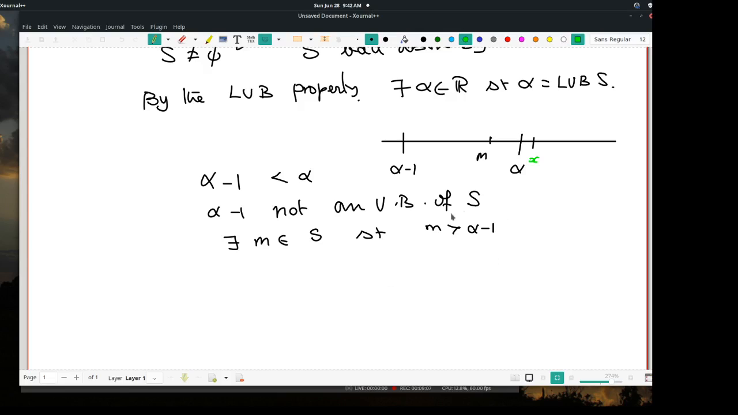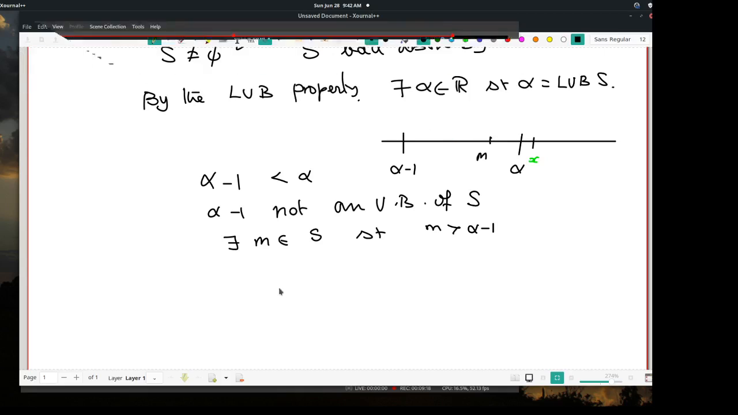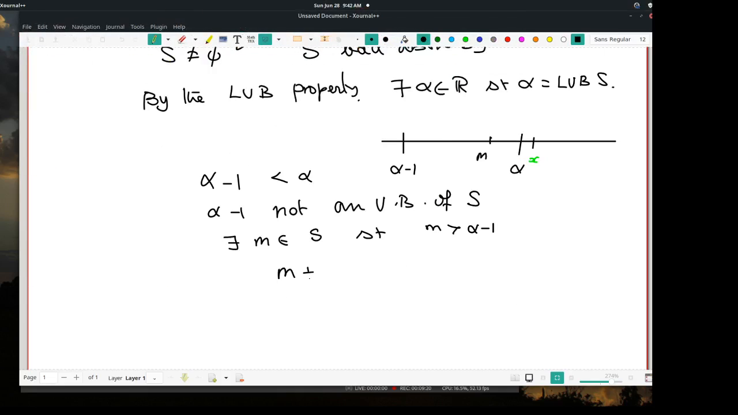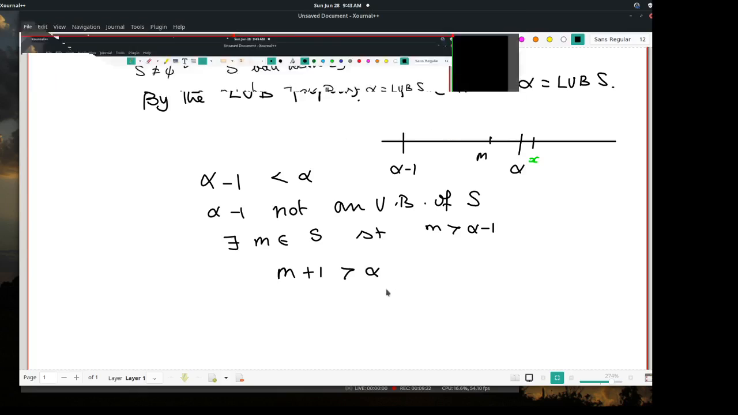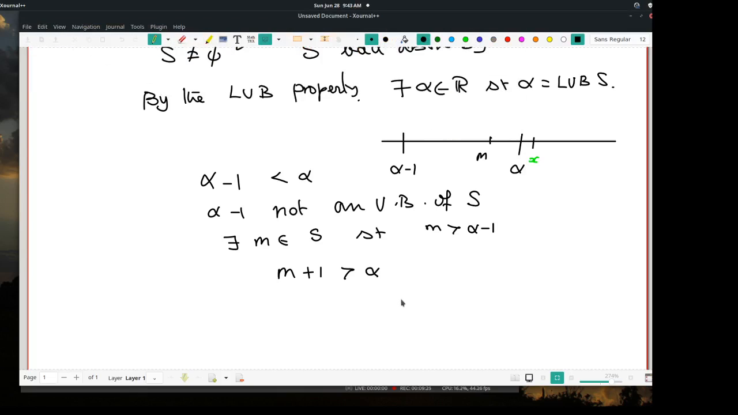Now let's look at this. M is greater than alpha minus 1. Therefore, I like an Archimedean property proof. Let us add M plus 1 to both sides. Therefore, what do I know? M plus 1 is strictly greater than alpha. Is that okay? Now let's look at what I can say about M plus 1 and S.